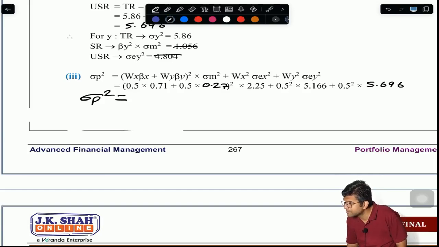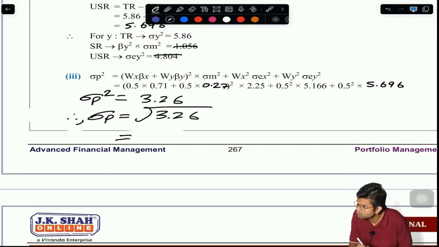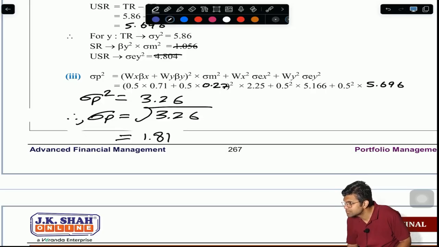3.26 is the answer before pressing the root sign. Okay. Therefore, sigma p will be under root 3.26, 1.81. All done?